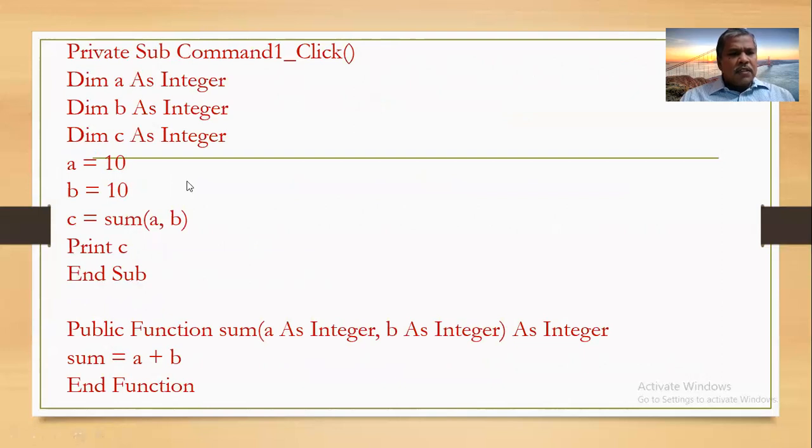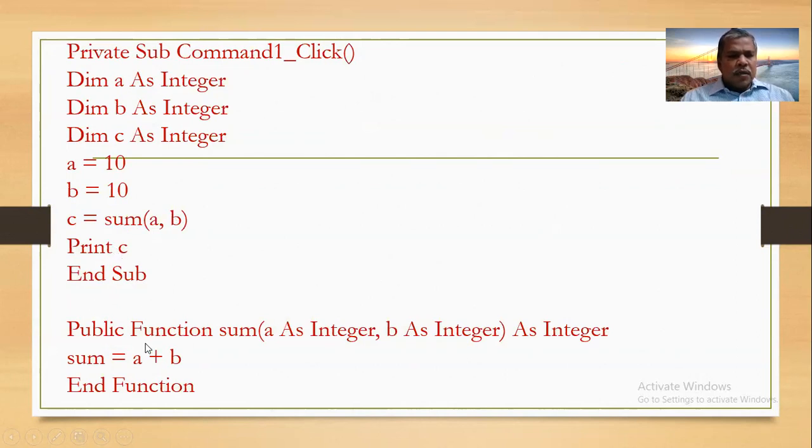Here the function is going to return a value. So I have made it C equal to sum of A comma B, because if the function is returning something, that has to be assigned to a variable. Print C. After calculation, the C value will be printed.